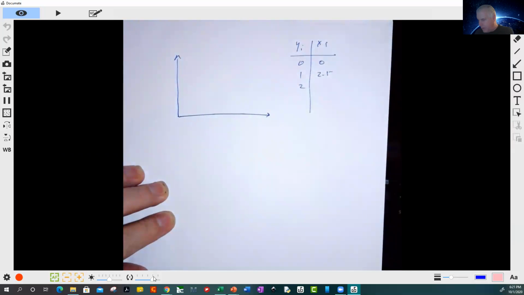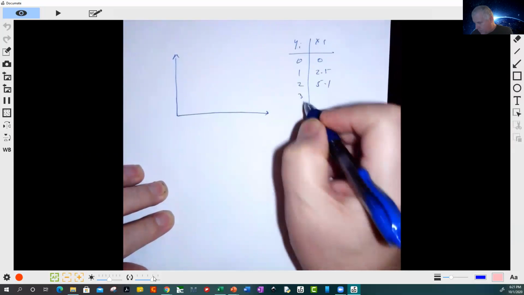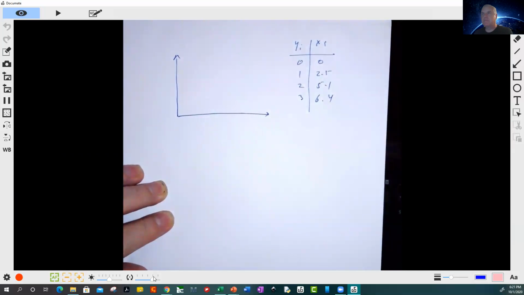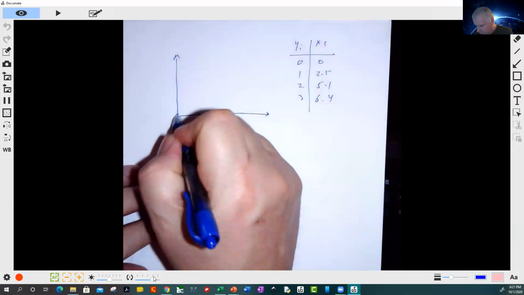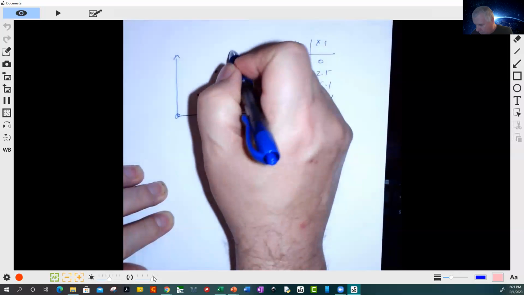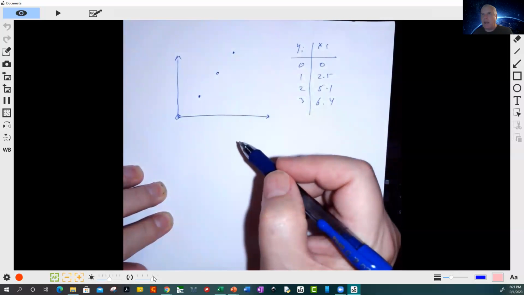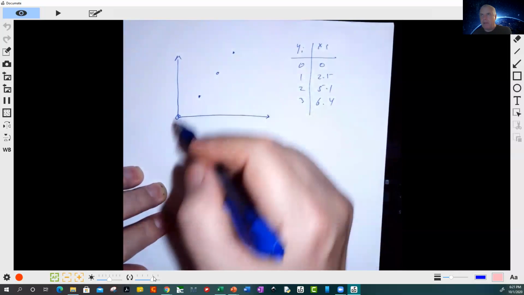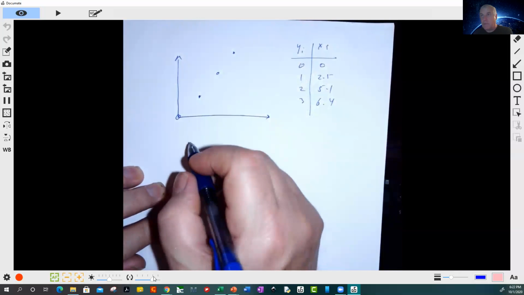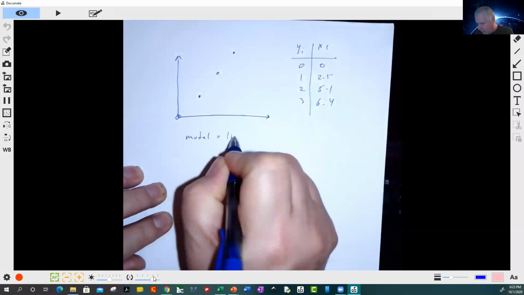2, you know, maybe 5.1, 3, maybe 6.4, something like that, right? And we've got a point here, got a point here, and a point here, right? You say, well, what is the line that best fits these data, right? So the model is a line.